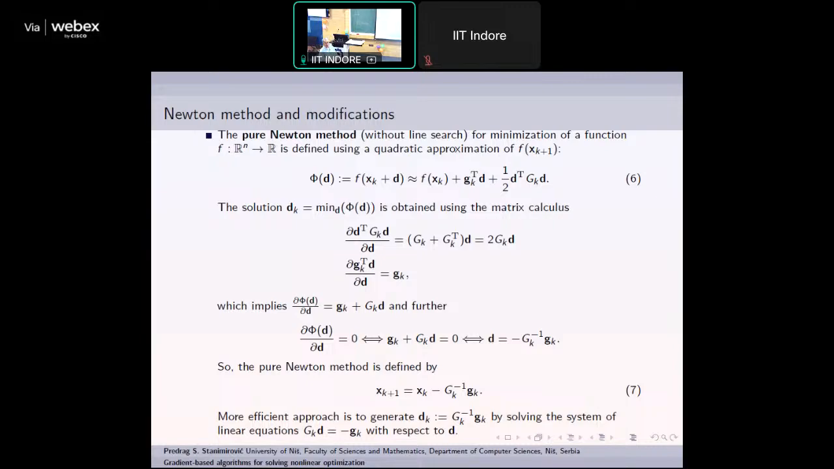Pure Newton method is fastest, with second order of convergence, because it is based on second order Taylor expansion. Theoretically it looks excellent, but practically not at all. What is the main disadvantage of Newton method? Inversion of the Hessian. Yes, the inverse matrix of Hessian.